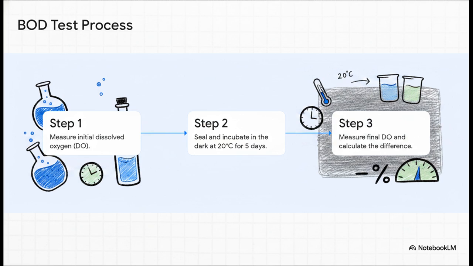It's a pretty straightforward three-step process. First, you measure the initial dissolved oxygen in your sample. Second, you seal it up in that glass bottle and lock it in a dark incubator at 20 degrees Celsius for 5 days. Finally, on day 5, you pull it out and measure the final dissolved oxygen. The difference between those two numbers? That's your BOD. But as you might have guessed, waiting 5 whole days for a result is a massive operational headache if you're trying to manage a fast-paced water treatment plant.